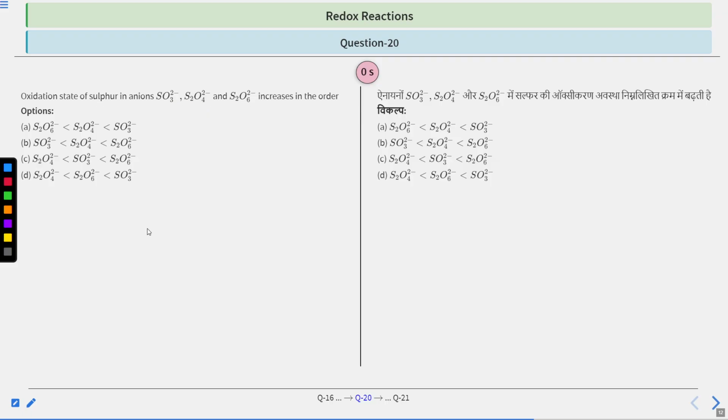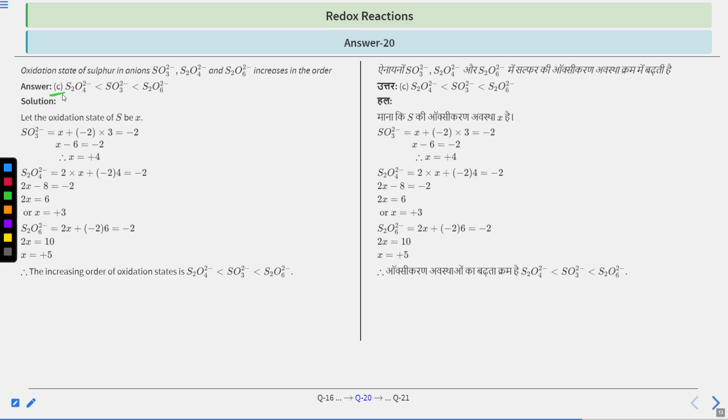Okay. Let's see the correct answer. The correct answer is option C, that is S2O6 2-, then SO3 2-, then S2O4 2-. Let's suppose the oxidation state of sulfur is X. We have to find X in all three ions. In SO3 2-, X for sulfur plus oxygen at -2, so -2 times 3, equals -2, because the overall charge on SO3 is 2-. So X minus 6 equals -2, therefore X is +4.